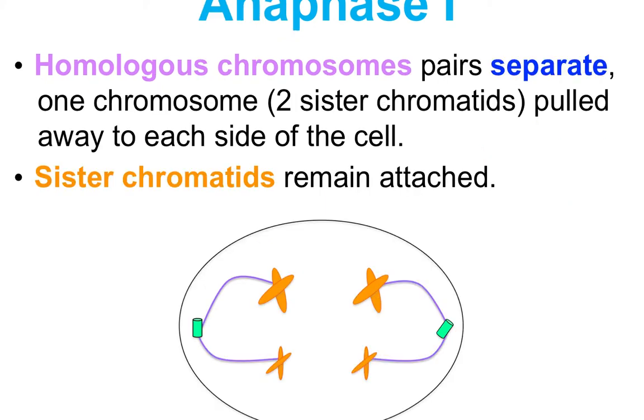Now in anaphase, these homologous chromosomes are going to separate. Each side is going to have a pair of these sister chromatids. That's a sister chromatid, that's a sister chromatid, and they're going to get pulled away from one side of the cell. Now these sister chromatids are going to remain attached to each other in anaphase 1. But in anaphase 1, usually these spindle fibers and centrioles, they're still visible, and you can see them migrating to the opposite sides.